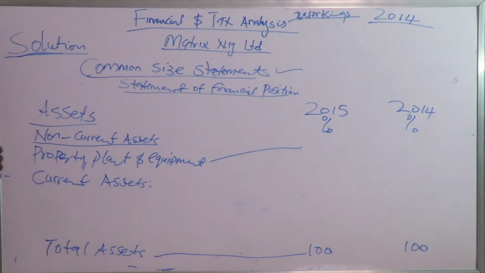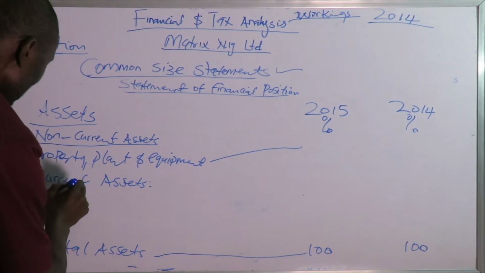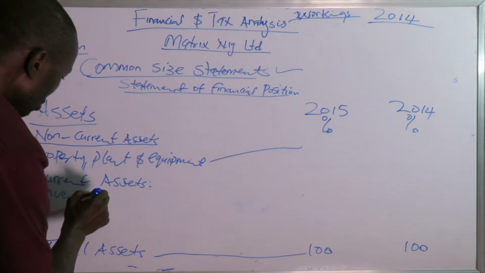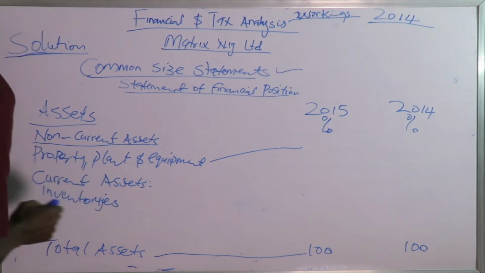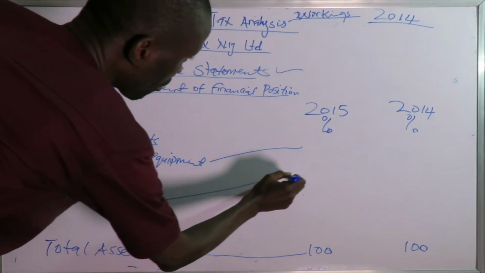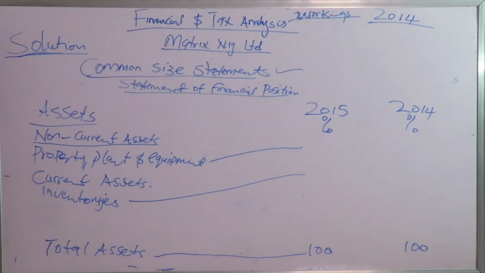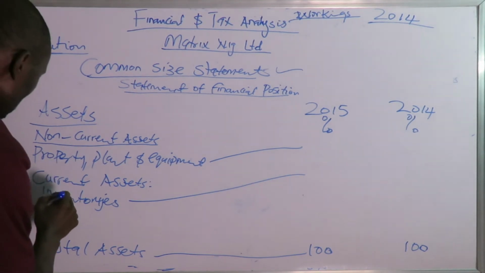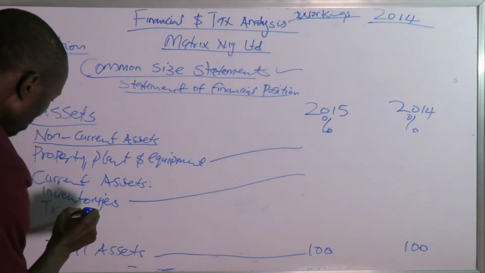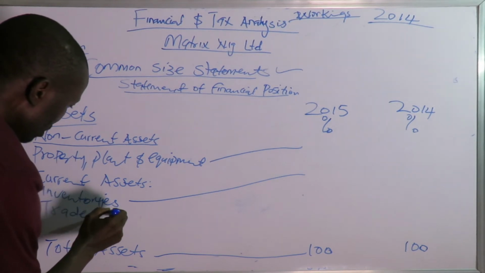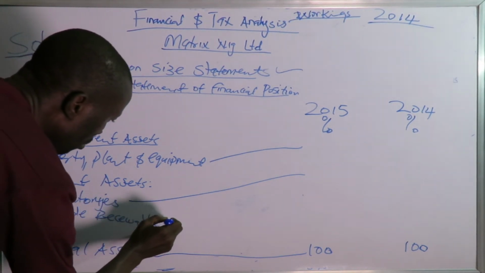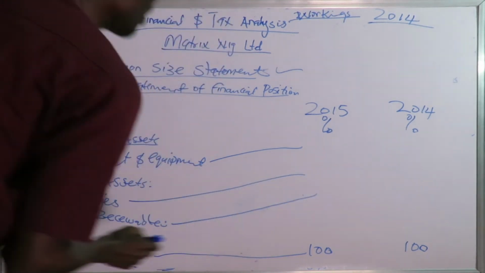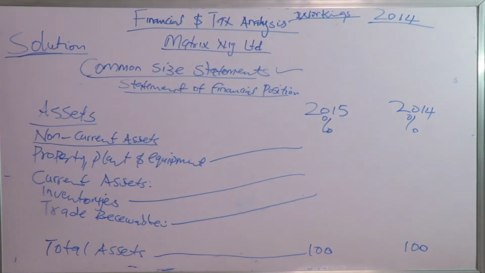We have under current assets, inventories. Then we have trade receivables. I think I will stop at trade receivables so that you will now work for the remaining one, or let me add one more: short-term deposit.